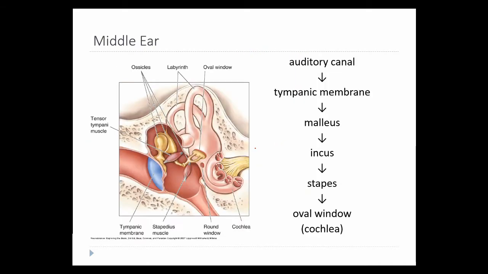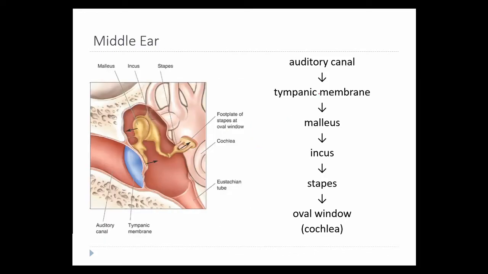Another component of the middle ear, and this just shows the order that things are connected. So like I said, sound travels from the auditory canal and then vibrates the tympanic membrane. The tympanic membrane vibrates the malleus. The malleus vibrates the incus. The incus vibrates the stapes, and then the stapes vibrates the oval window. And that's the path sound takes through the middle ear.